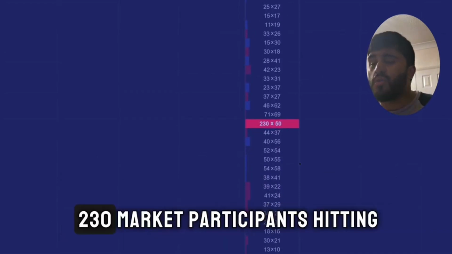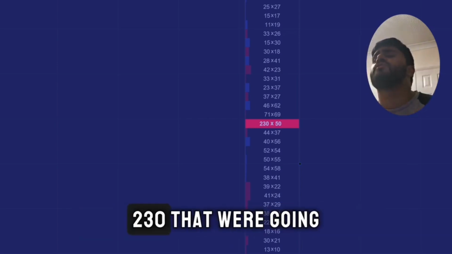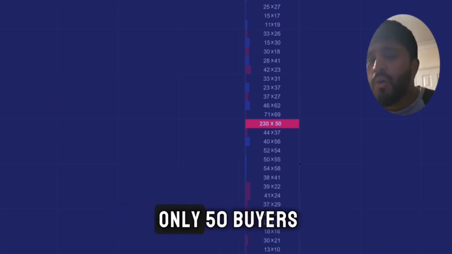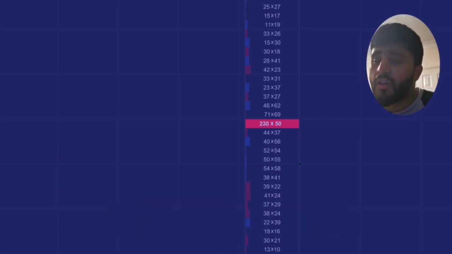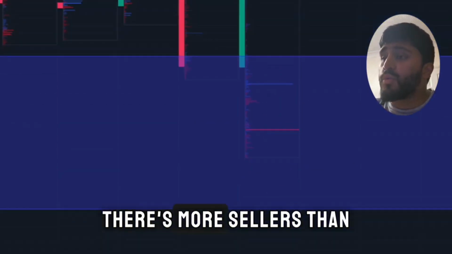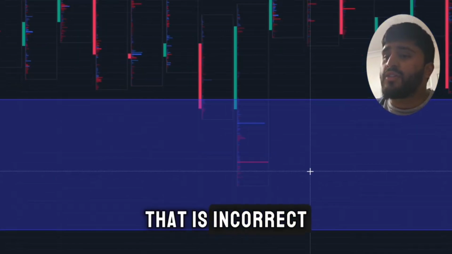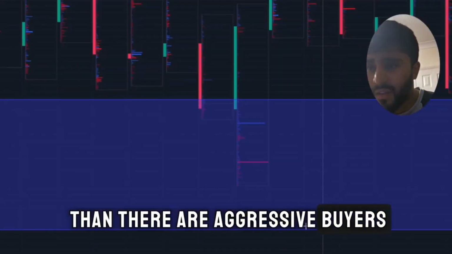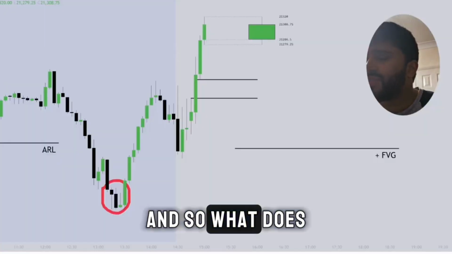230 for 50, right? 230 market participants hitting the bid, 230 that were going in as aggressive sellers. Only 50 aggressive buyers. So a lot of traders here will make the mistake and say, oh, there's more sellers than buyers, right? That is incorrect. There's more aggressive sellers than there are aggressive buyers. And so what does that mean, right?